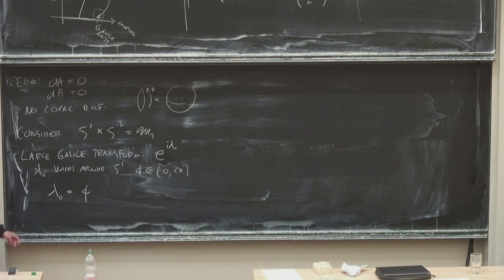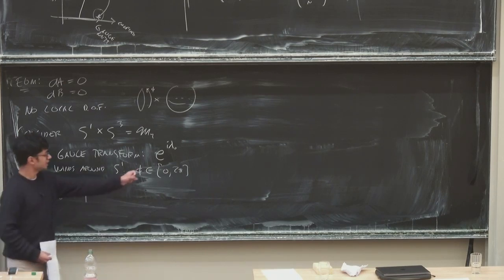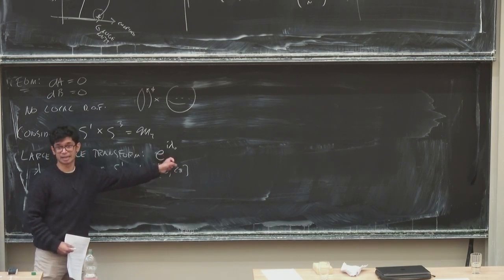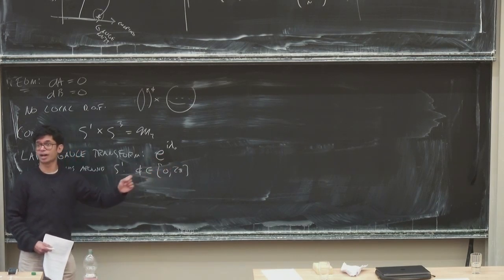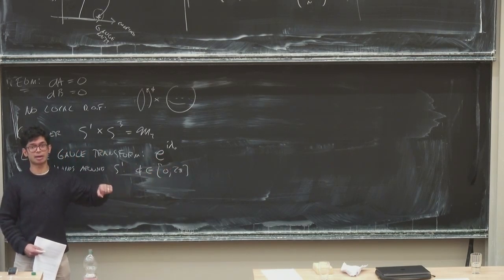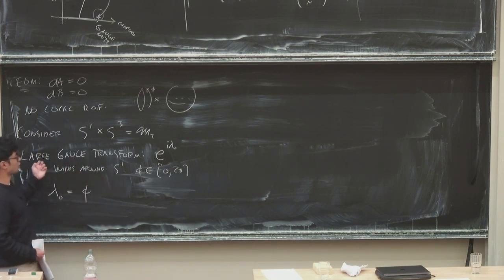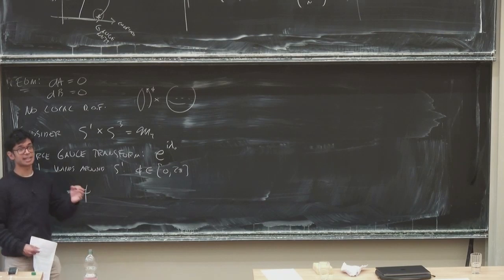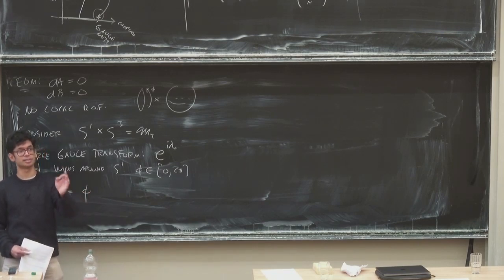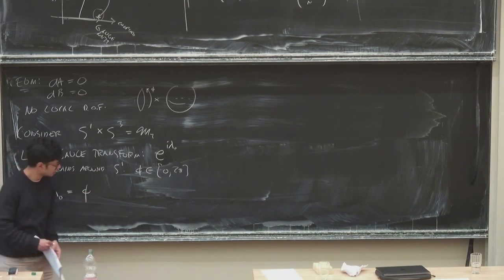Okay, so this is not single valued in terms of lambda, but it is single valued in terms of e to the I lambda, right? It's a perfectly fine gauge transformation. It is, however, not continuously connected to the identity. That's why I'm calling it large, okay? But it's still a gauge transformation. It is still a redundancy in states, all right?